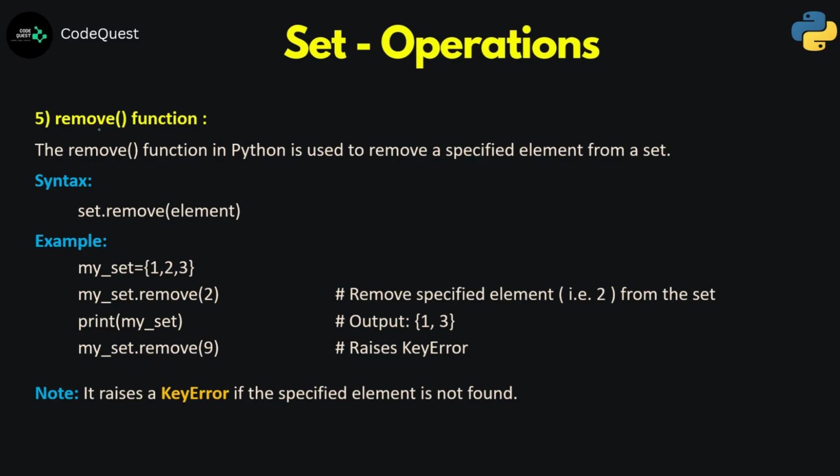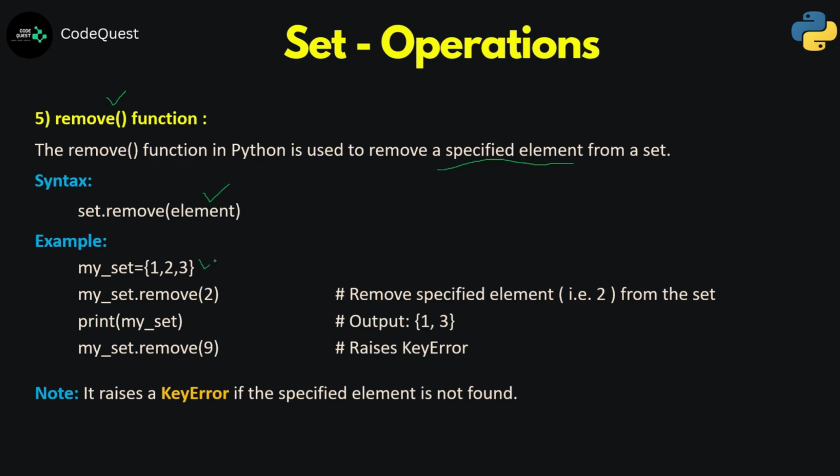Now the next function is the remove function, which is pretty much like your pop function, but here we can remove a specific element. In the pop function an arbitrary or random element is removed, but while using remove you can specify which element you want to remove from the existing set of elements.